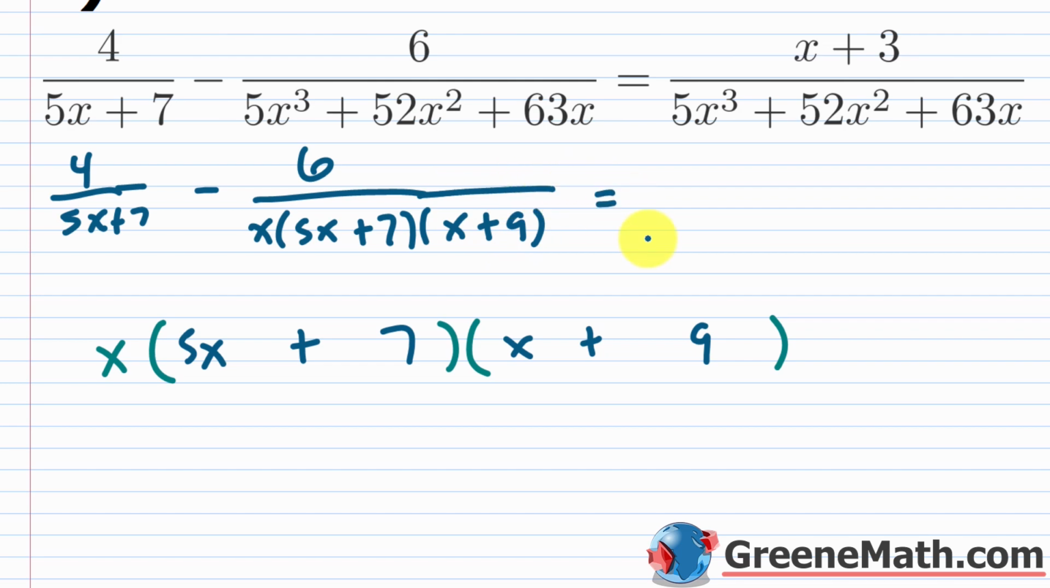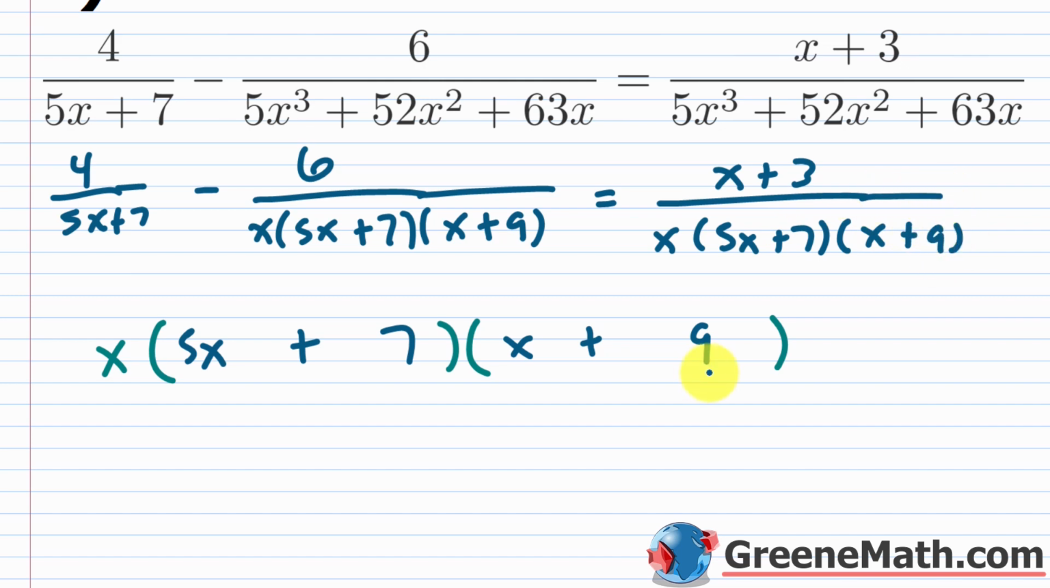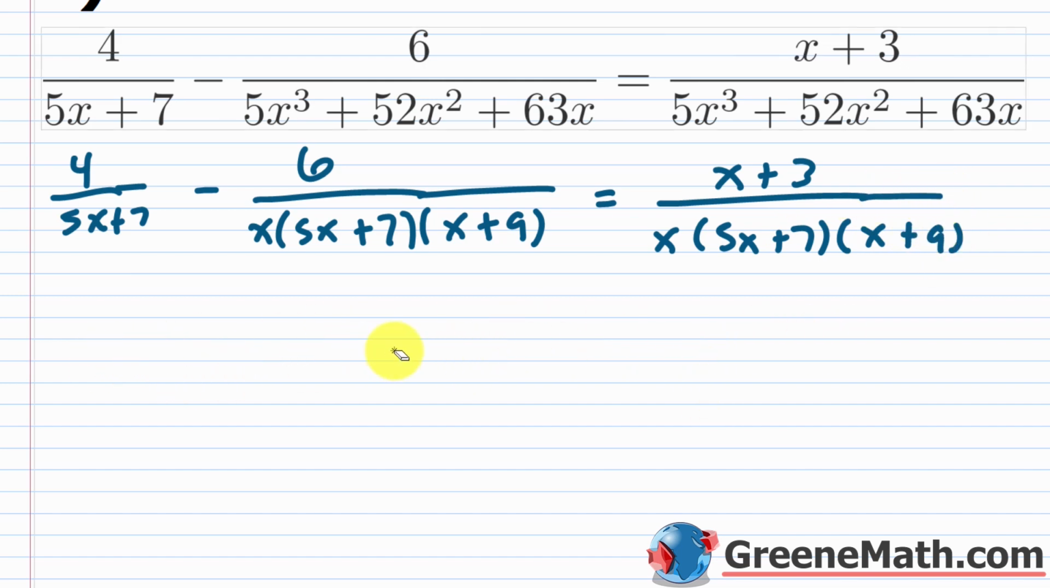And then we'll say this is equal to x plus 3 over x times the quantity 5x plus 7, and then times the quantity x plus 9. Okay, let's extend that a little bit. All right, let's get rid of this. And now let's think about our LCD.